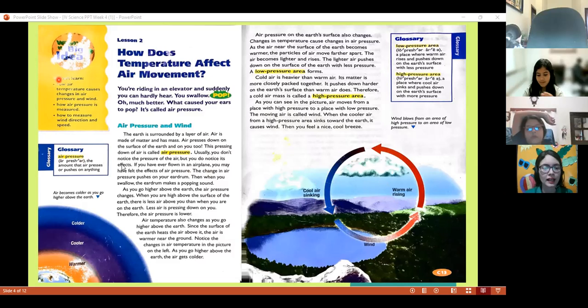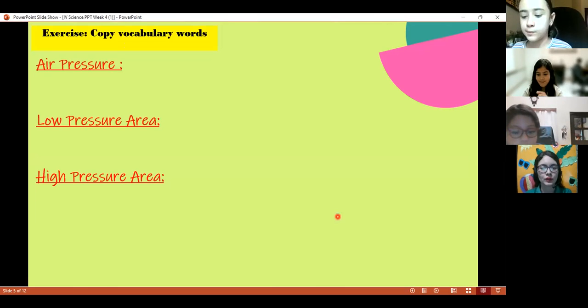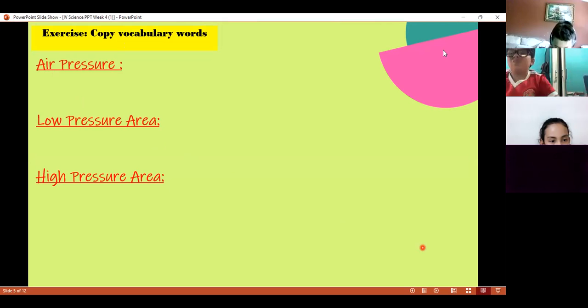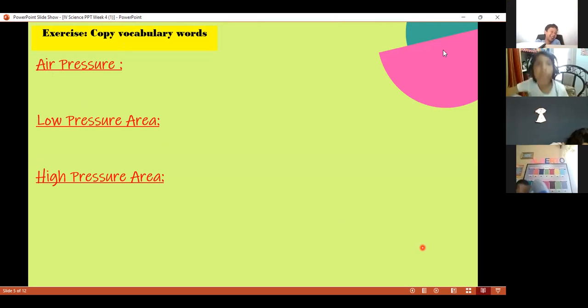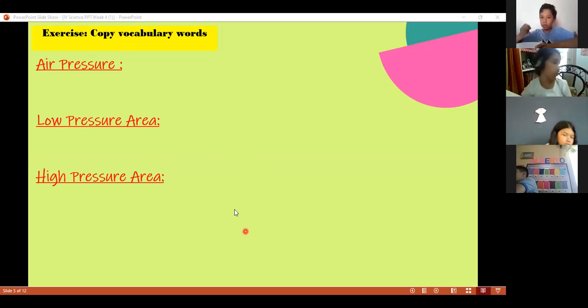So these are the definitions for today, class. It's important to know air pressure, low pressure, and high pressure. So that's why in the notebook, you are going to copy these three definitions, the glossary of this unit. We're going to copy just this today. Air pressure, low pressure area, and what is the meaning of high pressure area?